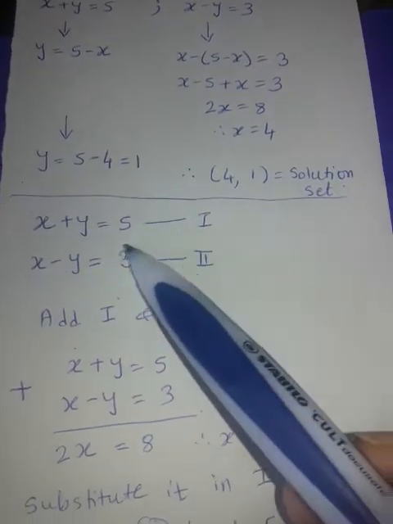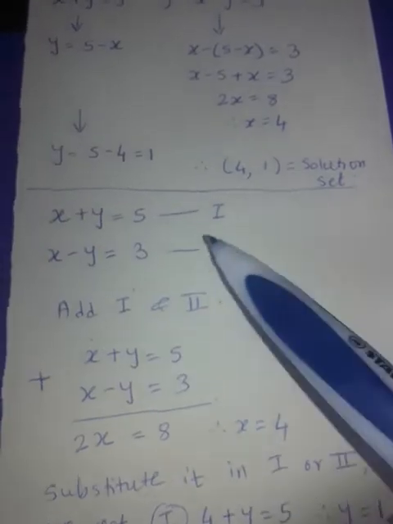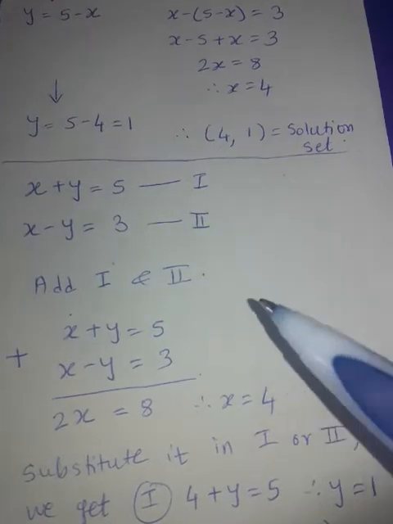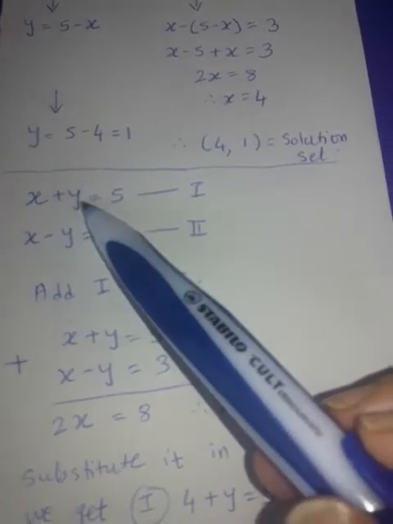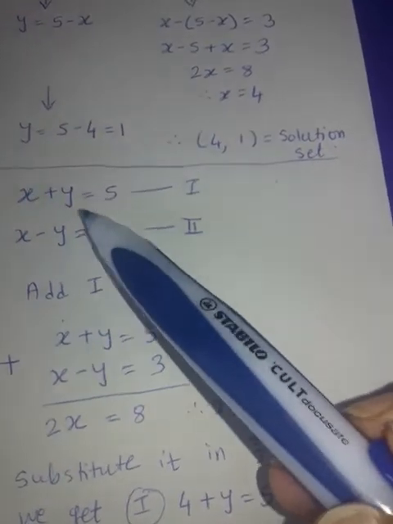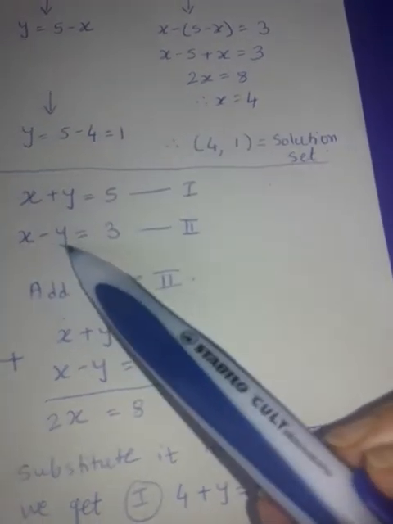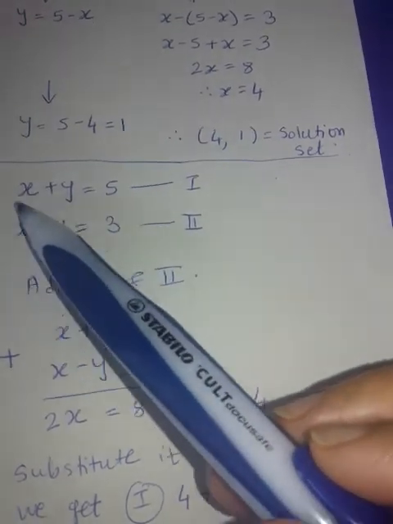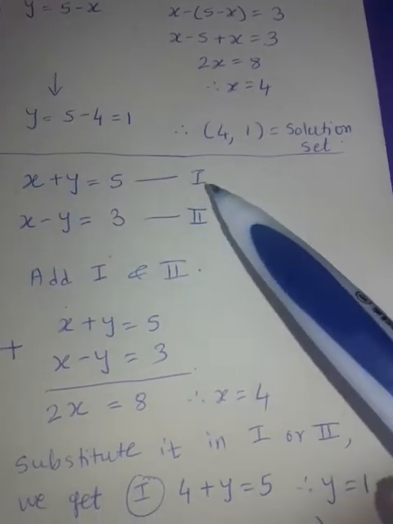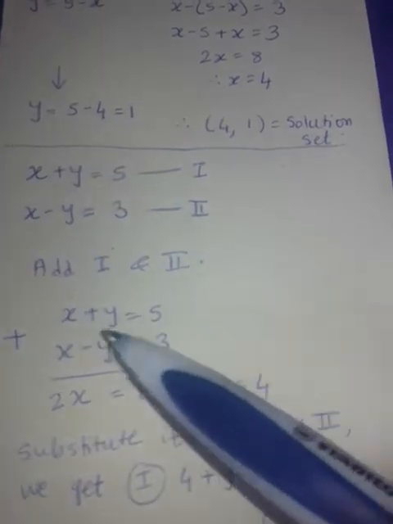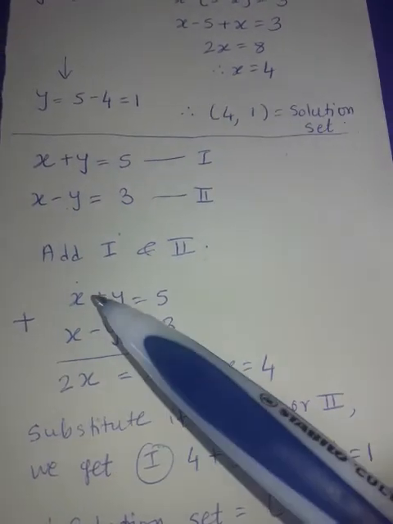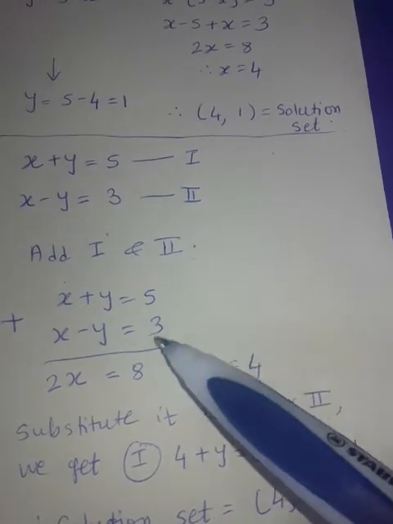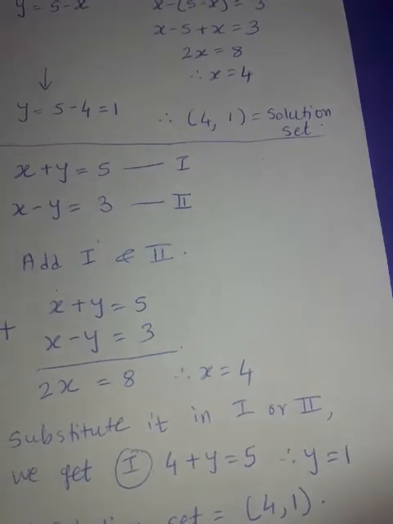The other way is the most common. What we will do, two equations we are given. Let us name them as 1 and 2. When I observe, here I see plus y and minus y. If I add them, y and minus y will be gone and I will be left with just one equation and one unknown, that is x. So I try that. I add 1 and 2. x plus x is 2x, y minus y gone, 5 plus 3 is 8, so x is equal to 4.